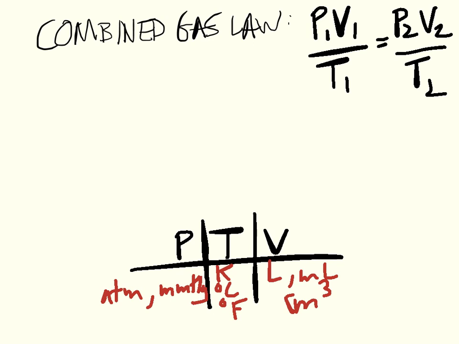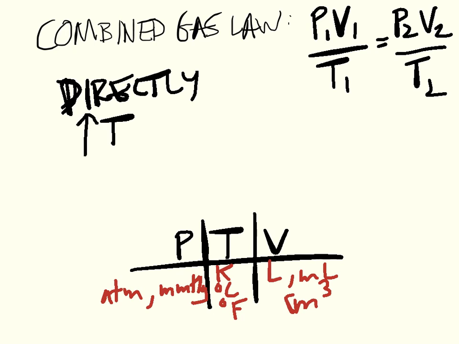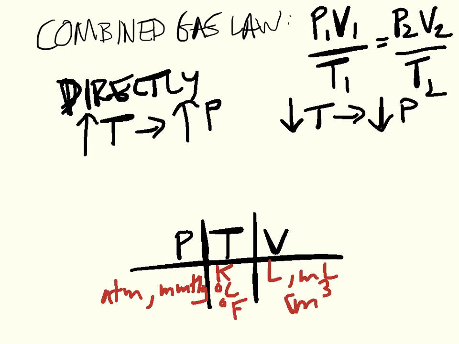What we've learned about pressure and temperature is that pressure and temperature are directly related. What does this mean? It means that pressure and temperature change in the same direction. So if you increase temperature, that's going to increase pressure. Or if you decrease temperature, that's going to decrease pressure. They move in the same direction.